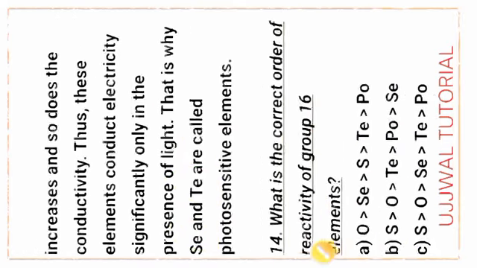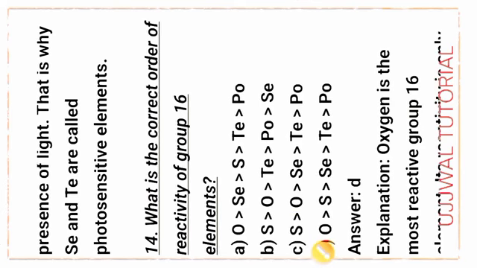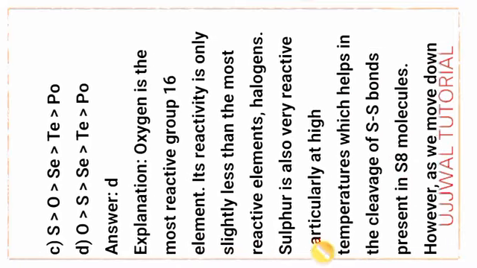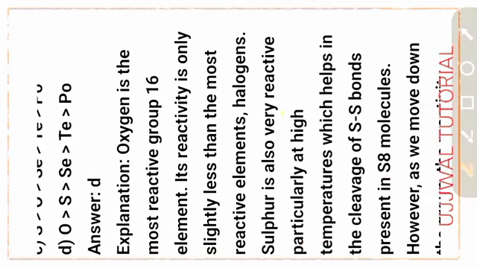Okay. Next question, question number 14. What is the correct order for reactivity of group 16? That is option D, oxygen greater than sulfur greater than selenium greater than polonium. To explain this part, my dear viewers, oxygen is the most reactive group 16 element. Its reactivity is only slightly less than the most reactive elements, halogens.